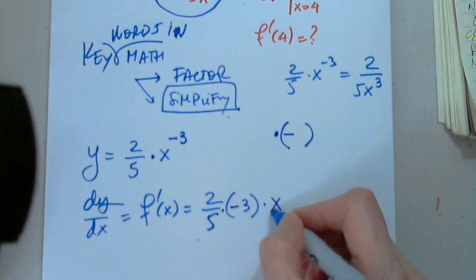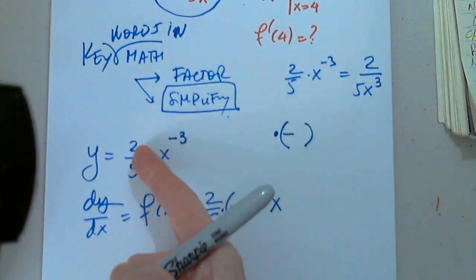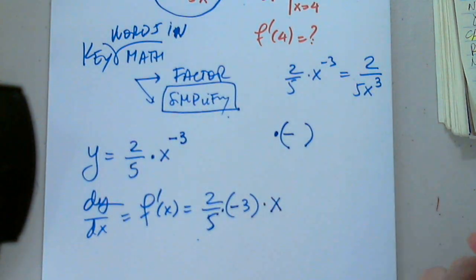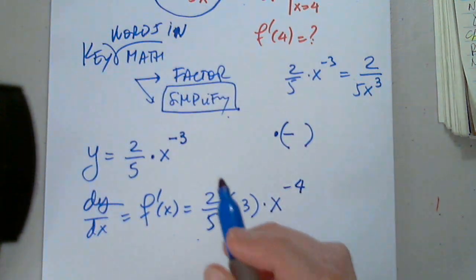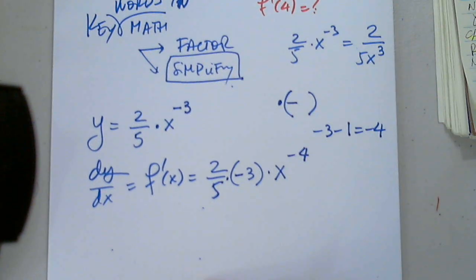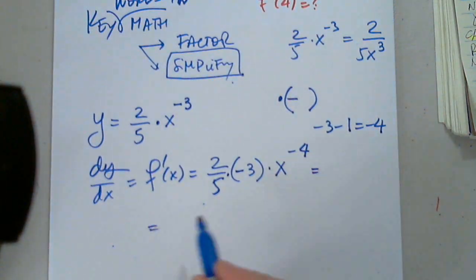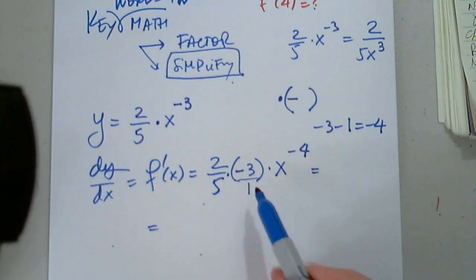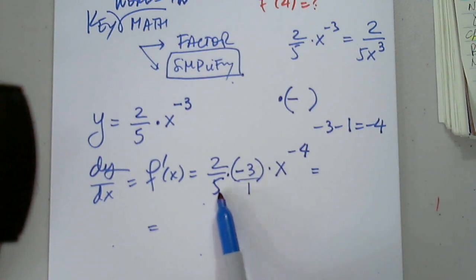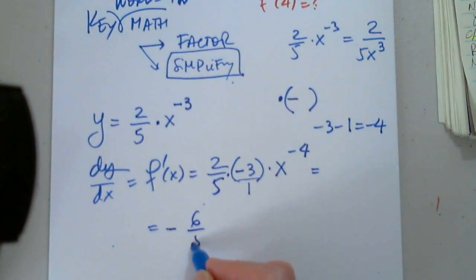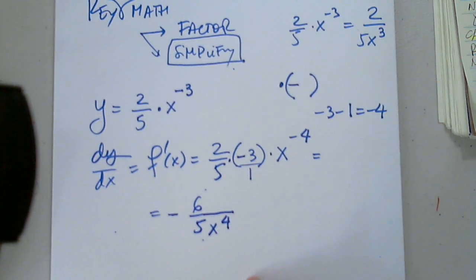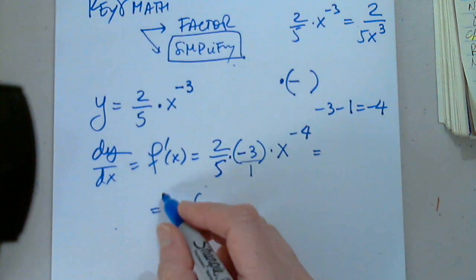Okay, times x to which power? I bring the power in front and I subtract 1 from the power. So what do I get as the power here? -3 minus 1, -4. Is that okay? So now this is over 1, right? Any number is over 1 unless it's in the denominator or whatever, right? So this is -6 over 5, and x to -4 now can be brought to the denominator because it has a negative exponent. And this is it.